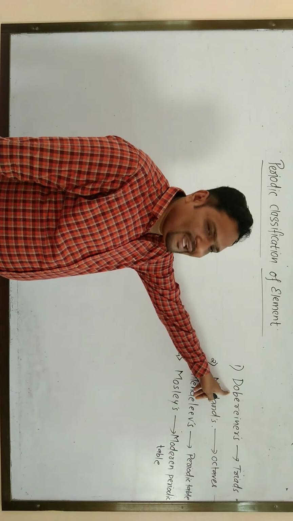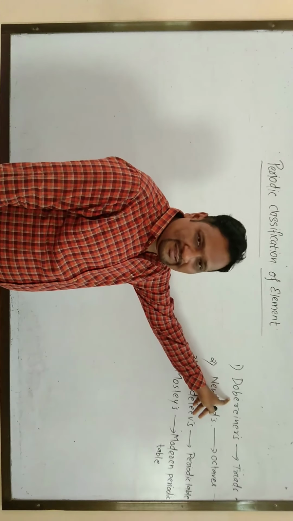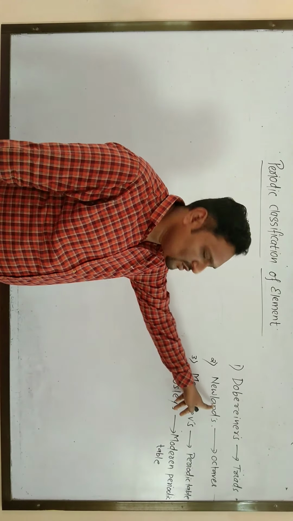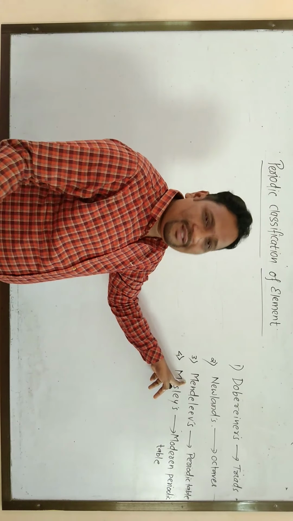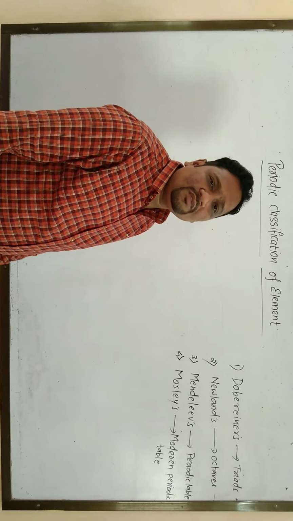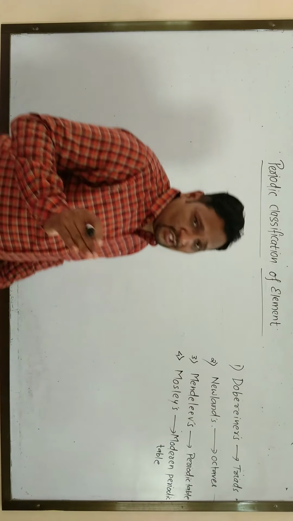First, Döbereiner triad. It is totally based upon the atomic mass. Newlands octave is also totally based upon atomic mass. Mendeleev's periodic table is also based upon the atomic mass, but the classification system given by Henry Moseley is totally based upon atomic number.